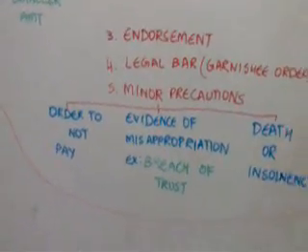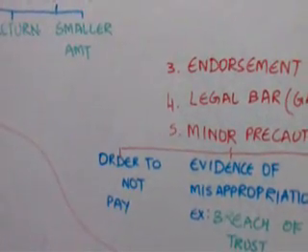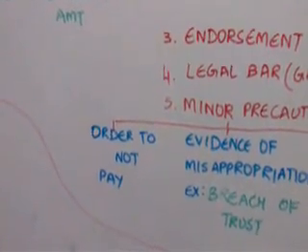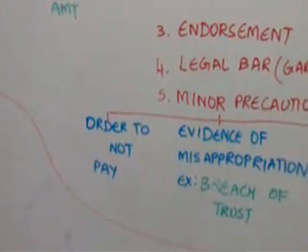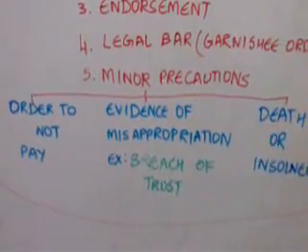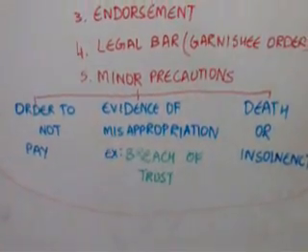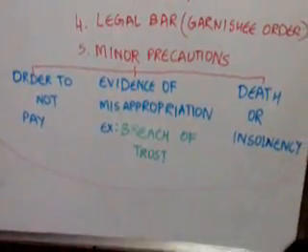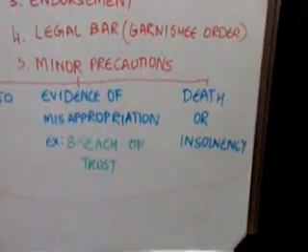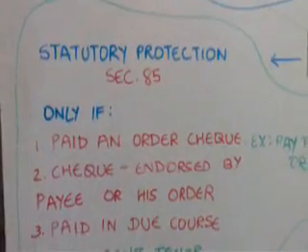Next comes minor precautions. The minor precautions are divided into order to not pay. There shouldn't be any order by anyone, government, stockholders, or anyone, to not pay the check amount. Then comes evidence of misappropriation. For example, breach of trust and stuff like that. If the banker has evidence that the check will be used for any purpose other than the intended one, then he has the right to dishonor the check. Next is death or insolvency. This requires no explanation. The statutory protection that is offered to the paying banker is covered under section 85 of the Negotiable Instruments Act.